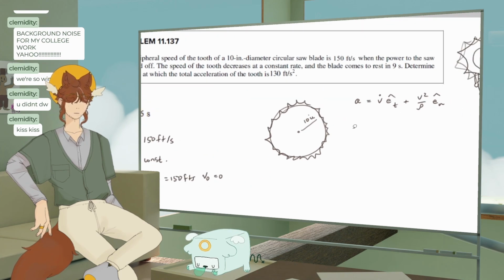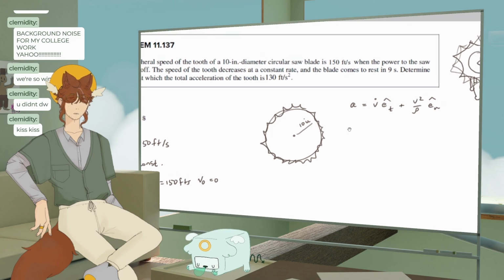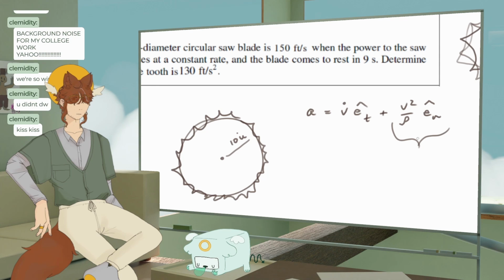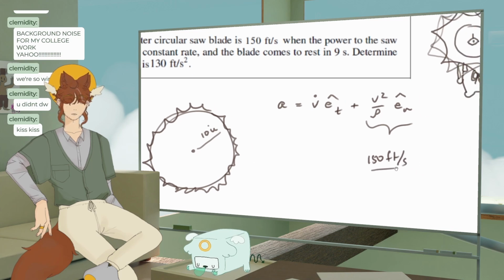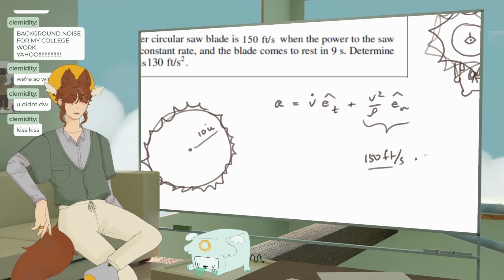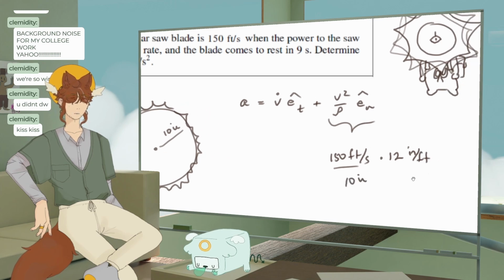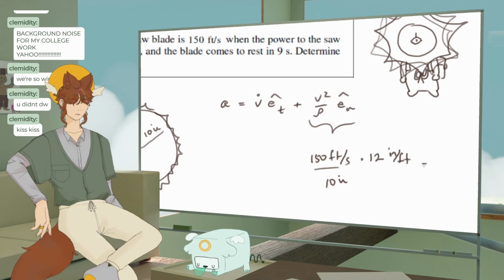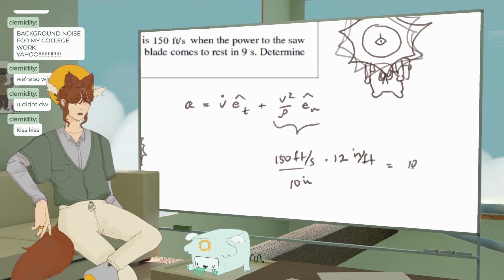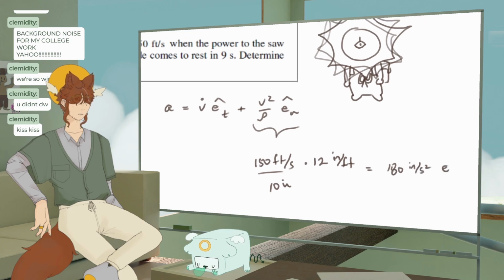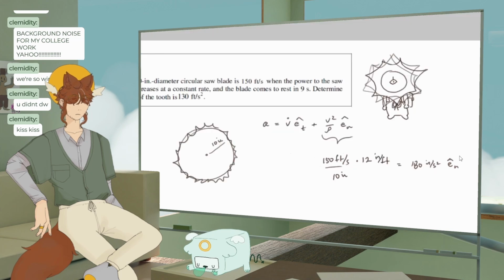Okay, so we know this component. This bit is going to be 150 feet per second over rho, and it's in inches, so times 12 inches per foot. We're just gonna do it in inches. Rho is 10 inches, so 150 times 12 divided by 10 equals 180. It's a nice number. We have 180 inches per second squared in the normal acceleration direction, which is great for us.